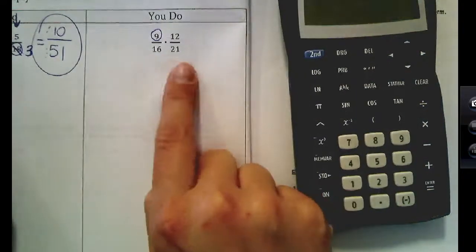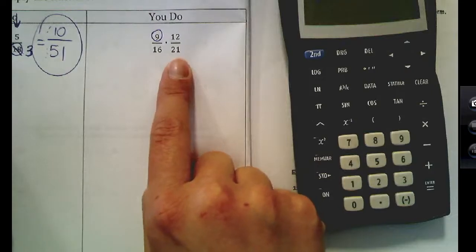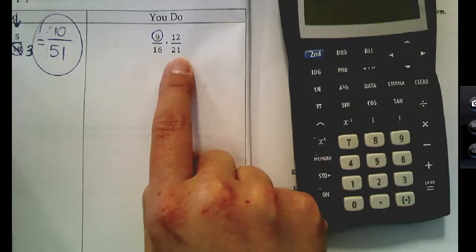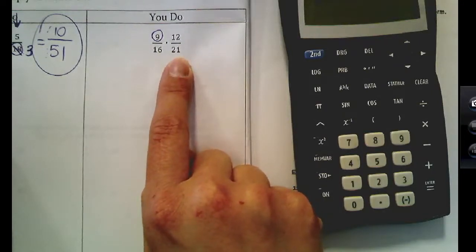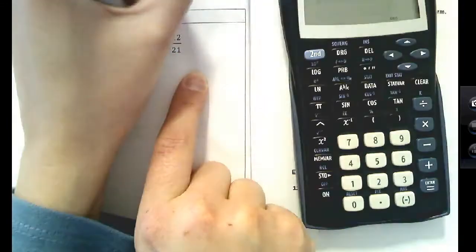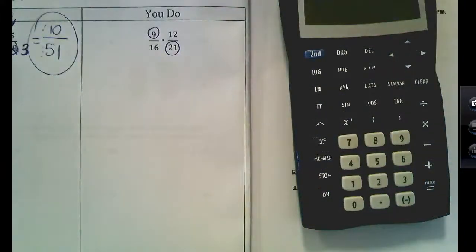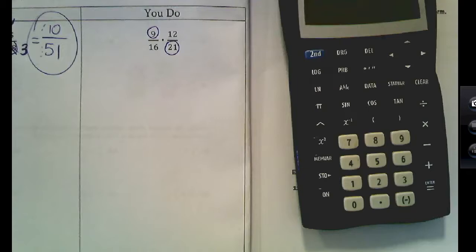Now you want to go to the denominator of your second fraction. Go ahead and circle the denominator of our second fraction. What did you circle? 21. Good. Raise your hand if you can think of a number that we can factor or pull out of both 9 and 21. Just think about it. What's a number that 9 and 21 can both be divided by?